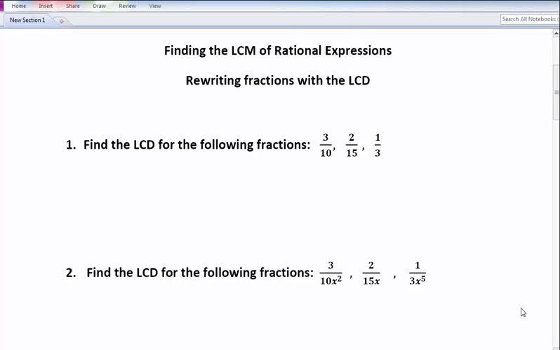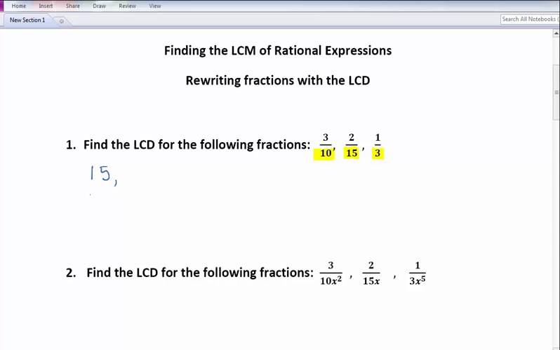If you have 3/10, 2/15, and 1/3, your common denominator is going to be the smallest number that all three of your original denominators divide into. I look at 10, I look at 15, and I look at 3, and I ask myself, what number can I create that all three of those divide into? And oftentimes what people do is they start with the largest, which is 15, and they start listing the multiples of 15 until they come up with one that all three of them divide into.